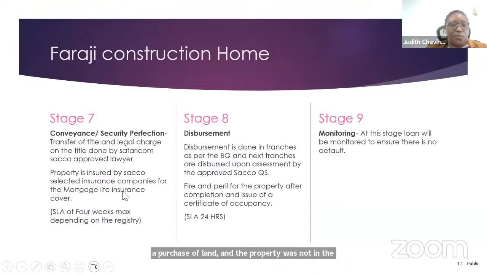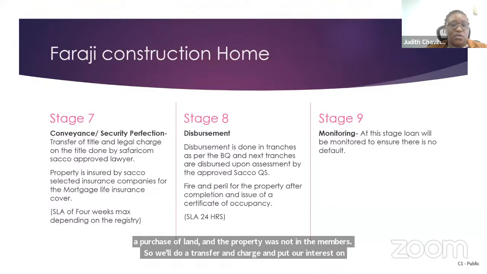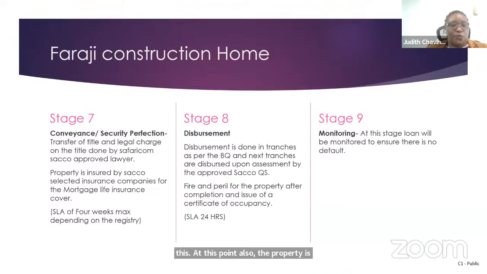At this point, also the property is insured through the selected insurance providers. So you'll just insure for mortgage life insurance cover at this point. And then we'll introduce another insurance towards the end. So basically this process takes 4 weeks max, depending on the registry.